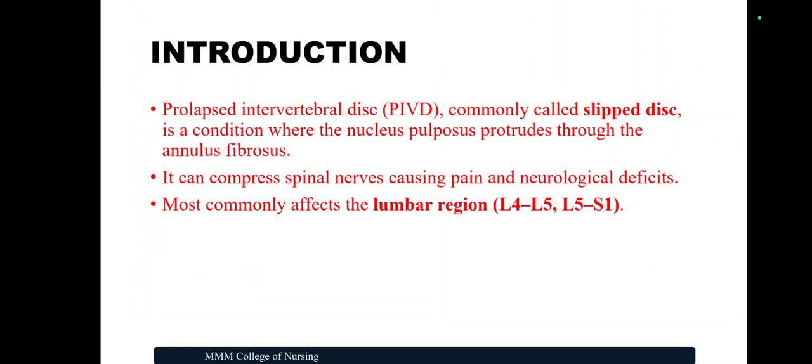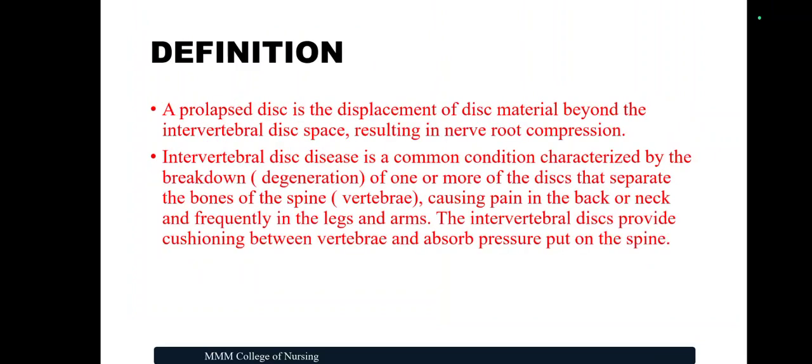Introduction. Prolapsed intervertebral disc, that is PIVD, commonly called a slipped disc, is a condition where the nucleus pulposus protrudes out through the annulus fibrosus. So it can compress the spinal nerves, causing pain and other neurological deficits. It most commonly affects the lumbar region, that is L4 to L5 and L5 to S1.